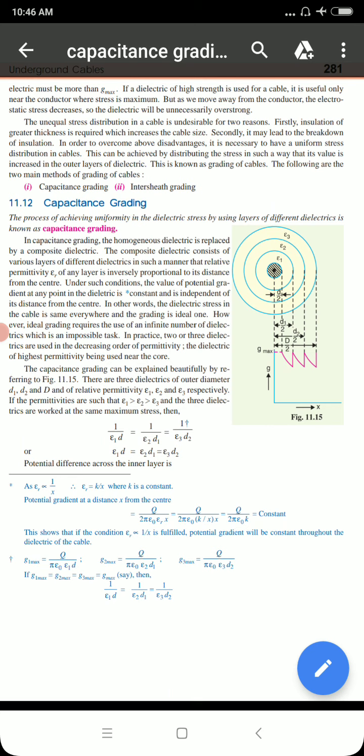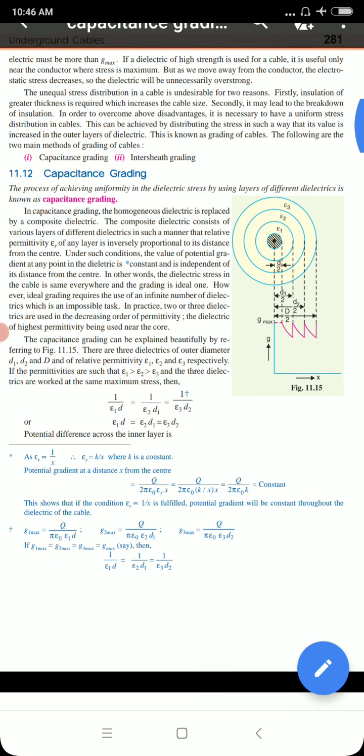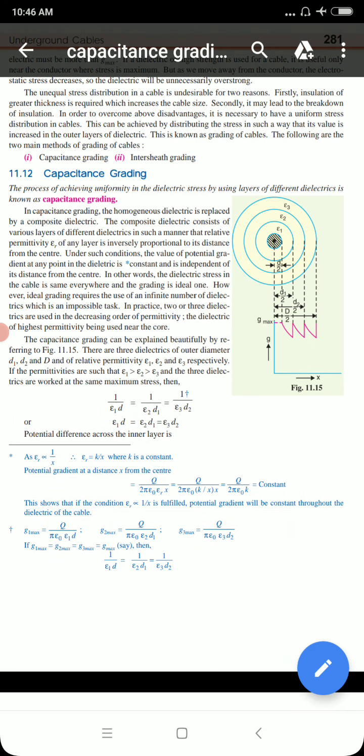In practice, two or three dielectrics are used, in decreasing order of permittivity. The dielectric of highest permittivity is placed nearest to the core. So the capacitance grading is explained in the figure 11.15. You can see this clearly. There are three dielectrics of outer diameters d1, d2 and capital D, with respective permittivities of epsilon 1, epsilon 2, epsilon 3. The permittivity is such that epsilon 1 is greater than epsilon 2, which is greater than epsilon 3. Means epsilon 1 is the highest permittivity and the last one is the least permittivity.